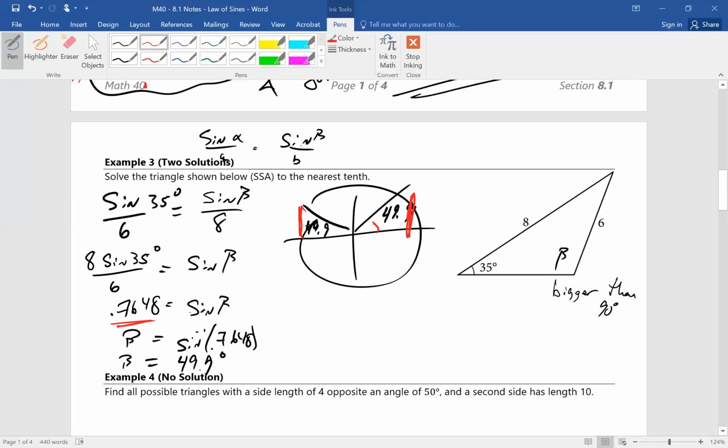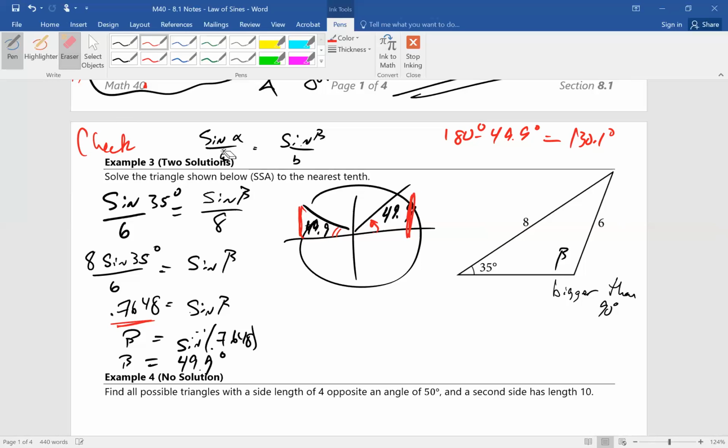It's either going to be 49.9 degrees or it's going to be, well, if that's 49.9 degrees, 180 minus that answer. If I do that up top here, 180 minus 49.9 degrees, should get 130.1 degrees. Now, here's the check. Will it work?